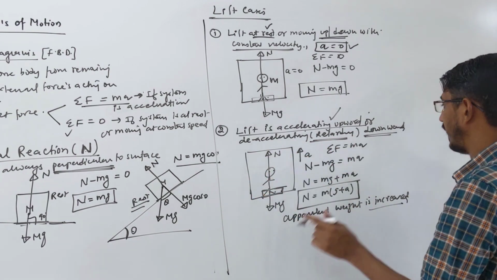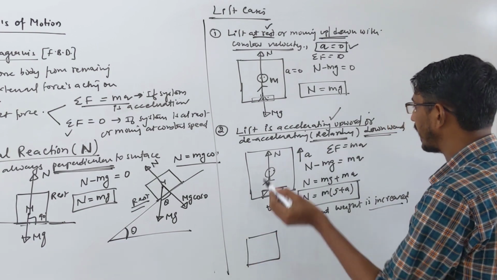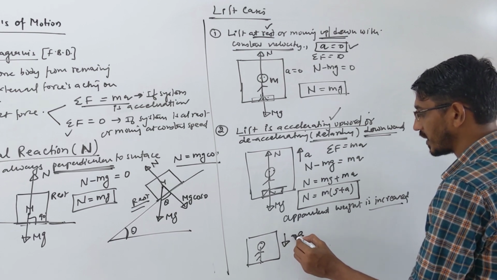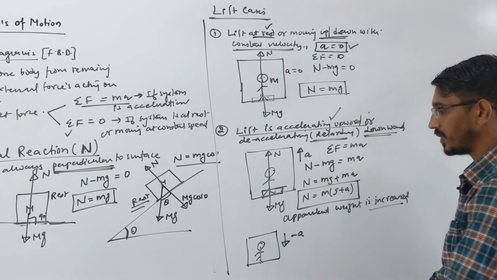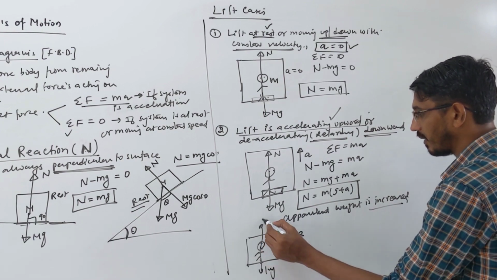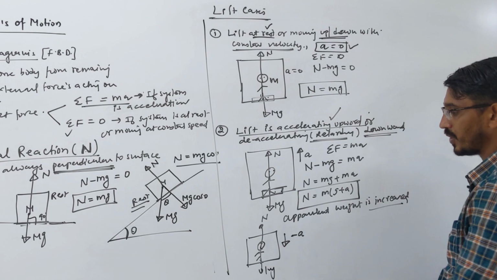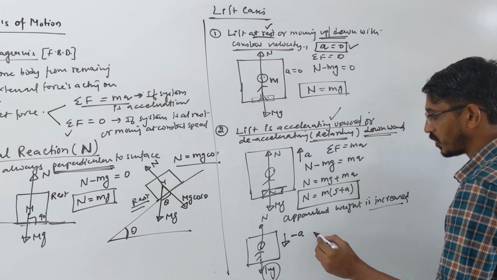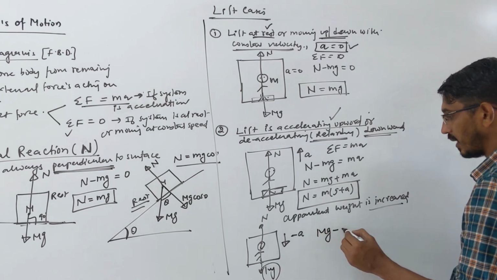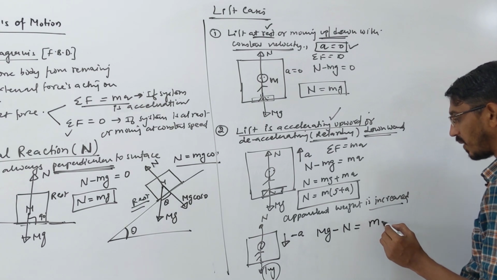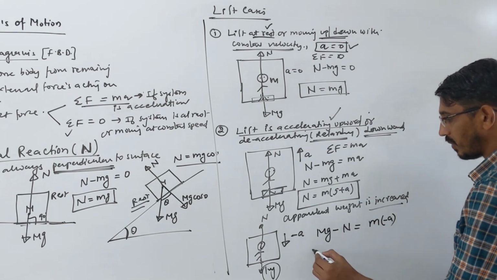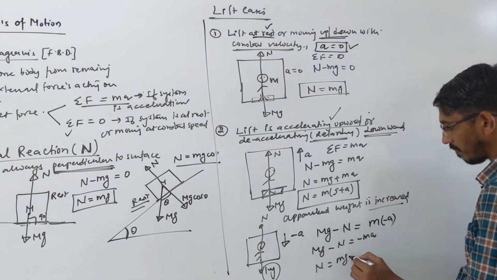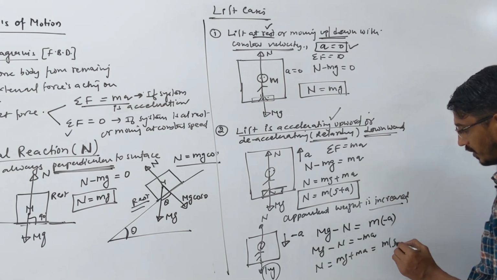Suppose the same picture I draw. This is the same lift only, but deaccelerating means negative acceleration. Deacceleration, retardation, means negative acceleration. Same forces I write, mg and n here. So how do we write the equation here? Because this lift is now deaccelerating downward, it's moving downward. So which force is big? mg is big. So you write the equation like mg minus n is equal to ma, but a is negative here, minus a. So we get mg minus n is equal to minus ma, or n becomes mg plus ma, meaning we are getting the same answer, m(g plus a).